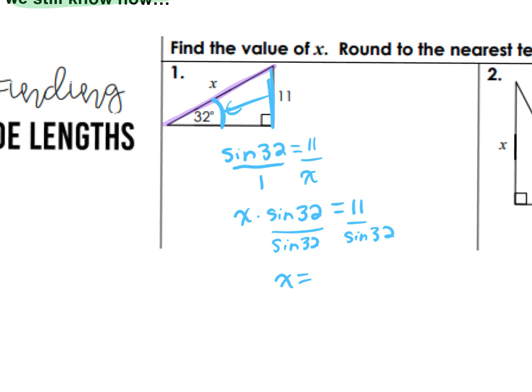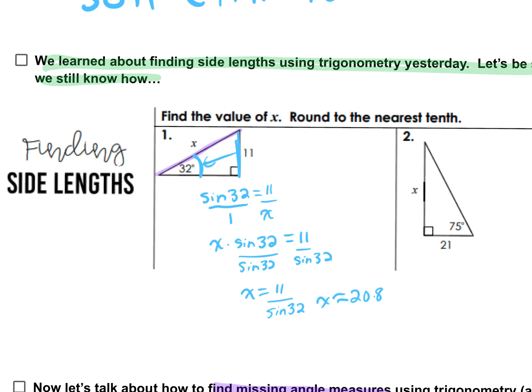To get our answer, we do 11 divided by the sine of 32 degrees, and then we round to the nearest tenth. So what do we get for that answer? Sam, what do we get? 20.8. Yep, 20.8. We don't have units listed here, but if there were, make sure you're including those as well.